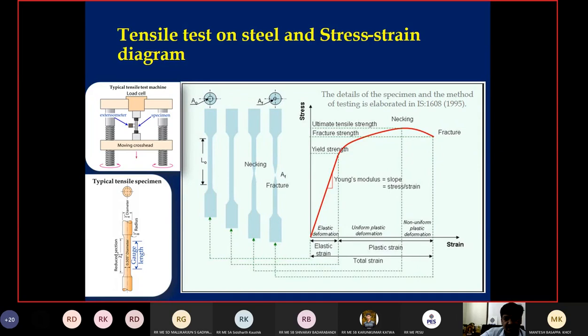So this is a specimen, and as you know, the details of the specimen and the method of testing are completely defined in IS 1608, that is, 1608 1995. You can just look into that. The whole details are given about this, and I think you should know much about this.